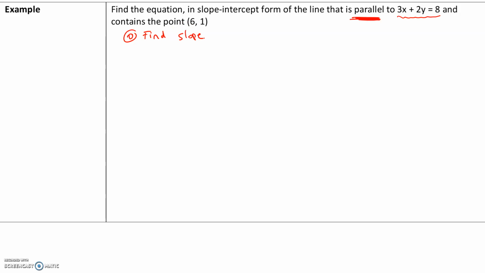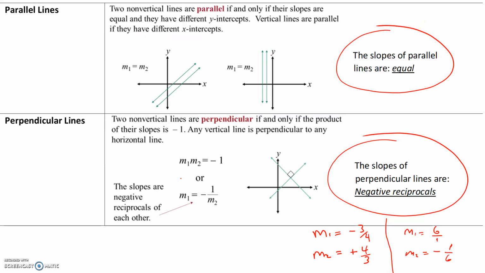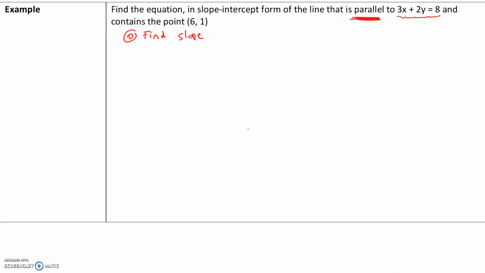But here's what we know. We're given a line that's parallel to the line we want, and we just learned that parallel lines have equal slope. So if I can find the slope of this line, then I can find the slope of the line parallel to it. Let me actually do it on the side. So the line we're given is the line 3x plus 2y equals 8.